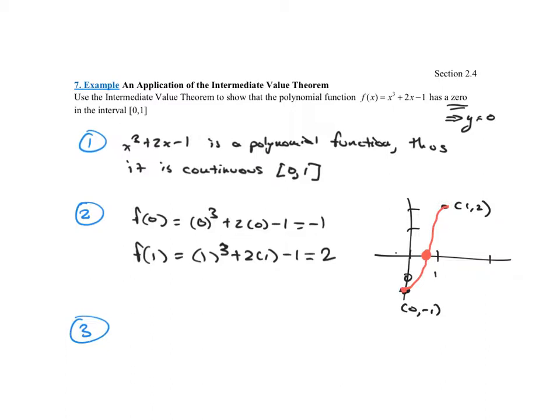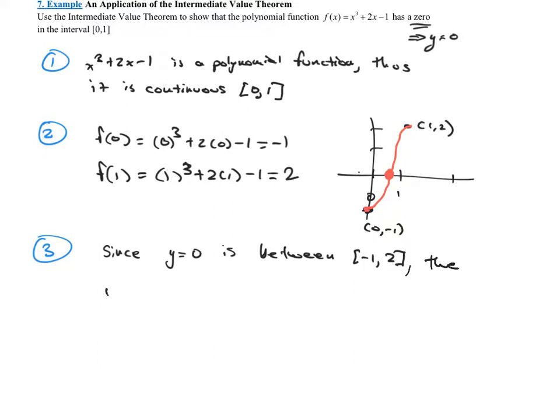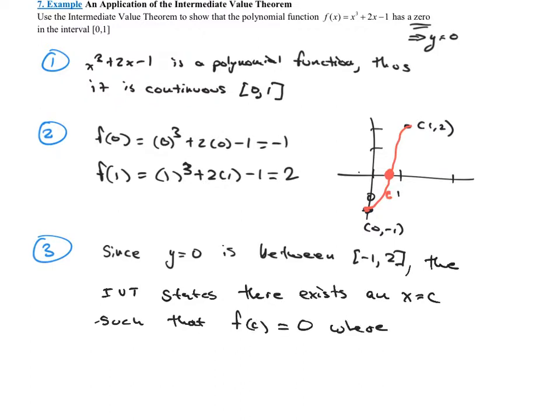Because it's continuous on that closed interval, and because 0 is between the values negative 1 and 2, we could say since y equals 0 is between the values negative 1 and 2, the intermediate value theorem states there exists an x equal to c, some value c, such that f of c equals 0, where c is in that given interval. And actually, it should be the open interval, 0 to 1.